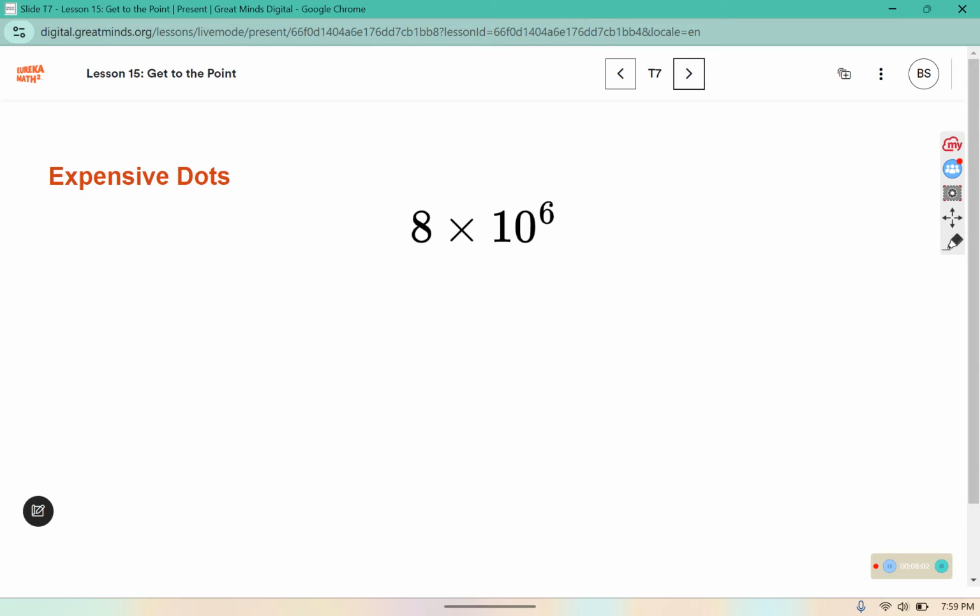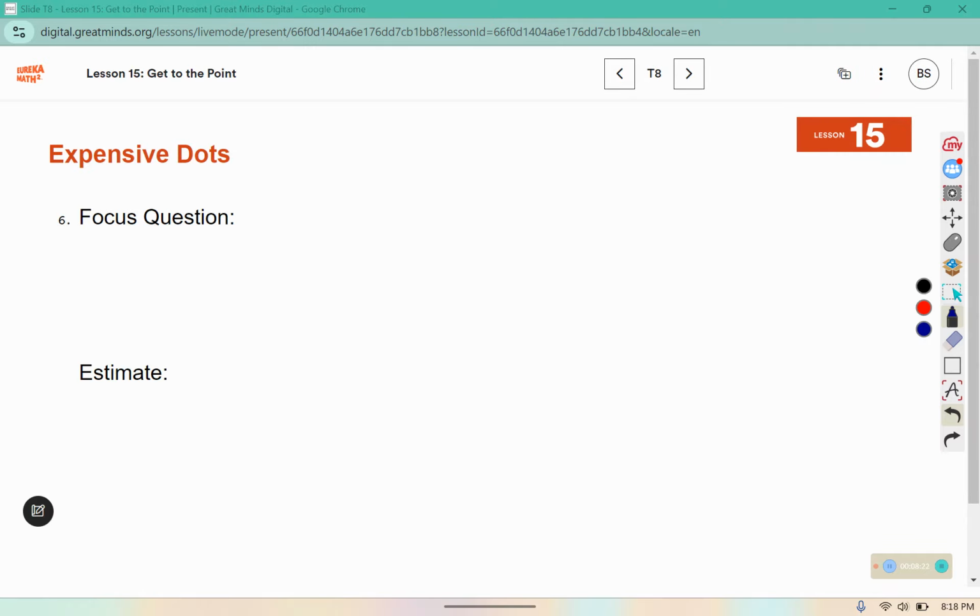All right, here, this is also a number that's referencing that painting. Do you have any thoughts what this 8 times 10 to the 6th could mean? This is actually the price of the painting, or an estimated cost of it. Not to make, but to purchase. So our focus question here is going to be, how much would each of those dots be worth? If we split the cost of the painting up per dot, how much would each of those dots be worth?